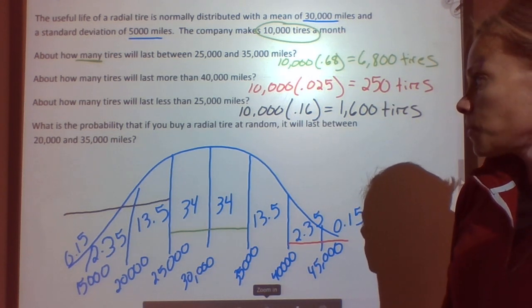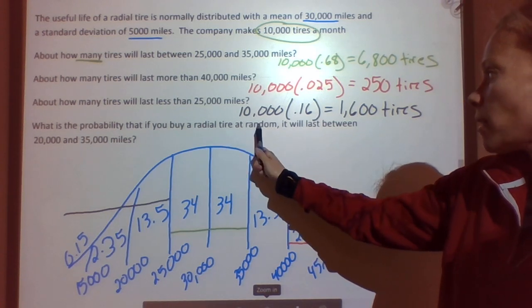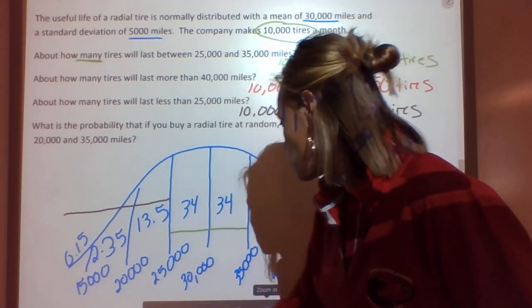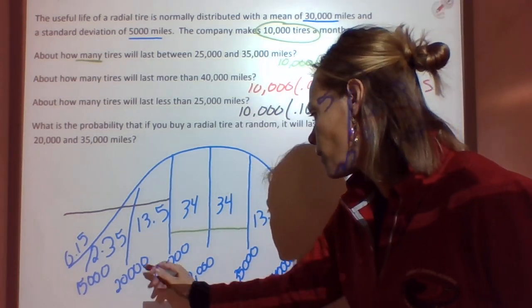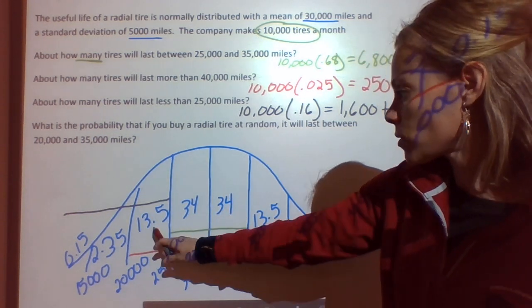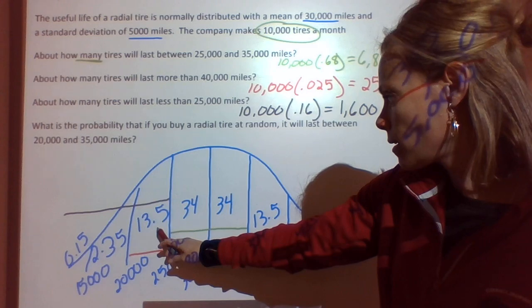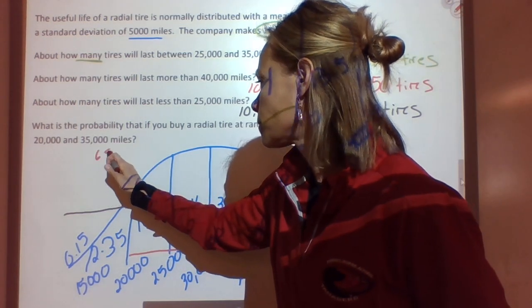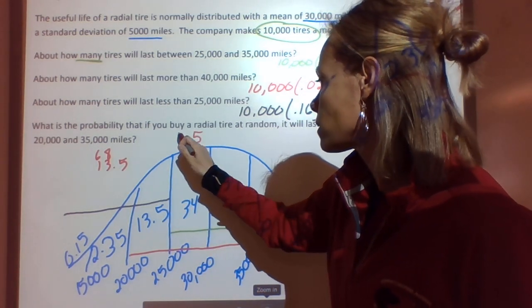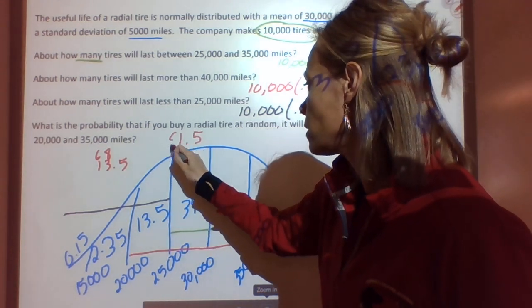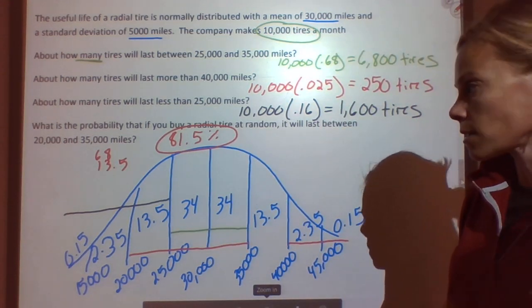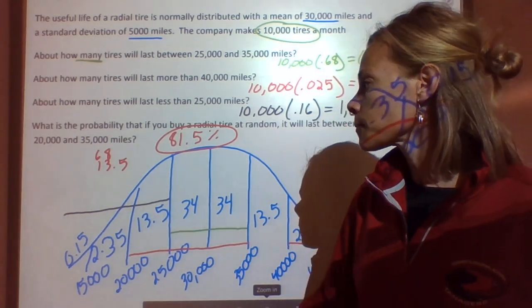What is the probability that if you buy a radial tire at random, it'll last between 20 and 35,000 miles? So 20 and 35,000 miles is here. So I would take 68 plus 13.5, which is 81.5%, right? This is asking for probability, so I can leave it as a percent on that one.